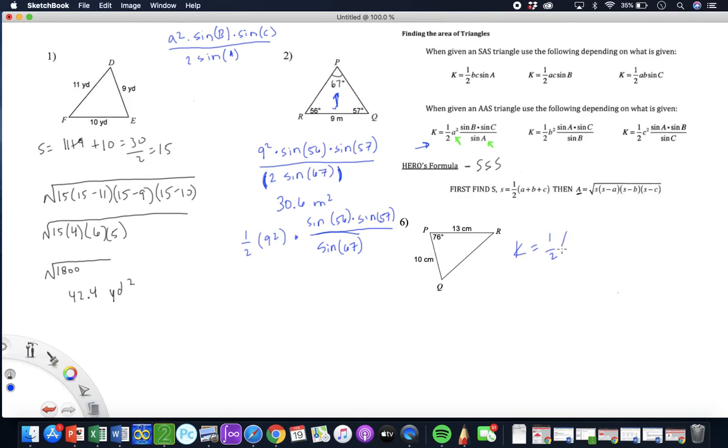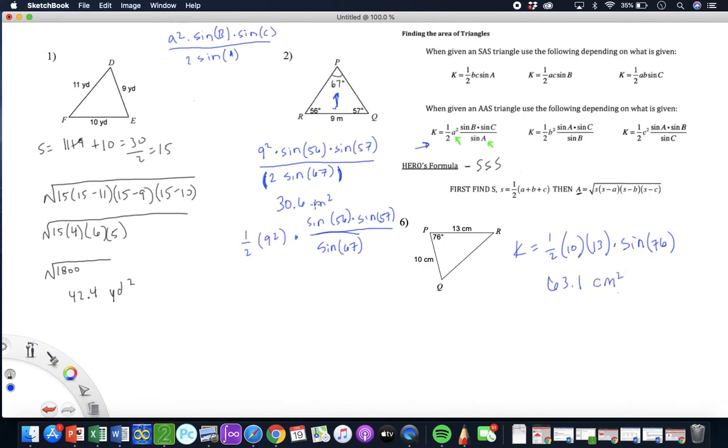So we have 10 times 13 times sine 76, which pretty much just takes all the information you're given, and we go with it, and we end up with 63.1 as our answer. If you just type it in a calculator, that is what you would get. Oh, put a label on there, centimeters squared.